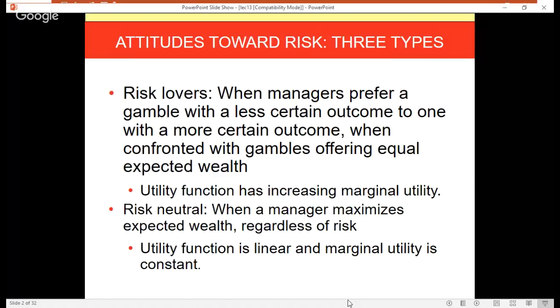For the risk neutral, the utility function is linear and their marginal utility is constant. They don't have increasing marginal utility or decreasing marginal utility. If you're a risk lover, you have increasing marginal utility. If you're risk averse, you have decreasing marginal utility with regards to wealth.